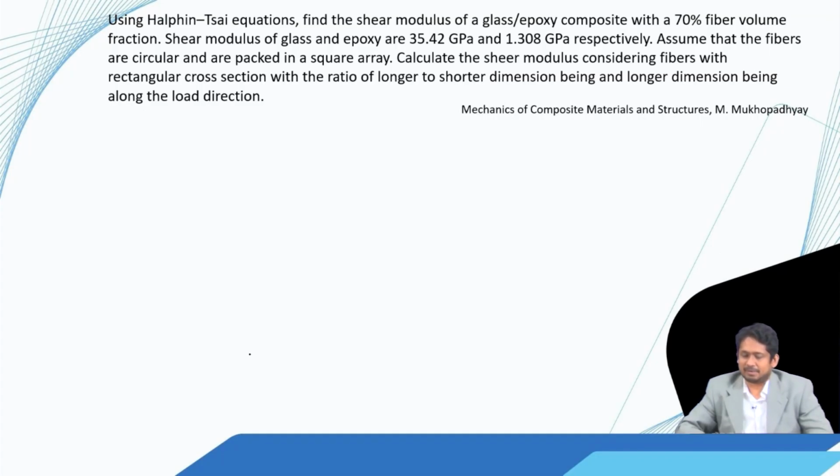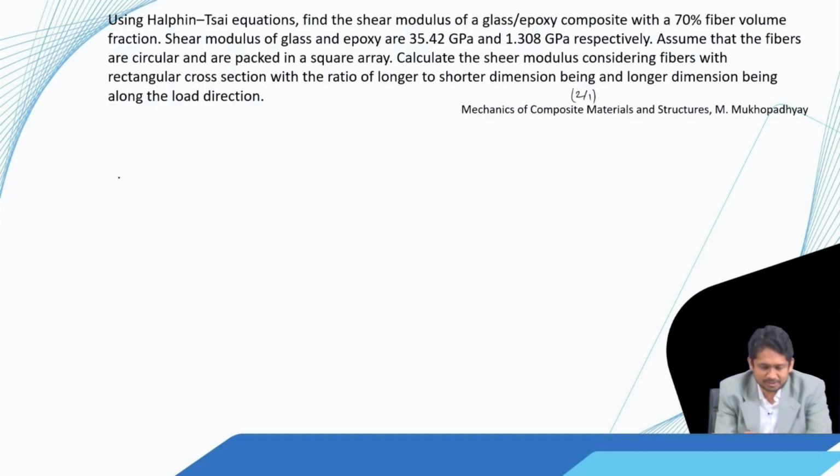Next we will make another assumption for this fiber arrangement, then we will assume that the fibers are rectangular, with the ratio of longer to shorter dimension being 2 by 1, and the longer dimension is along the load direction.